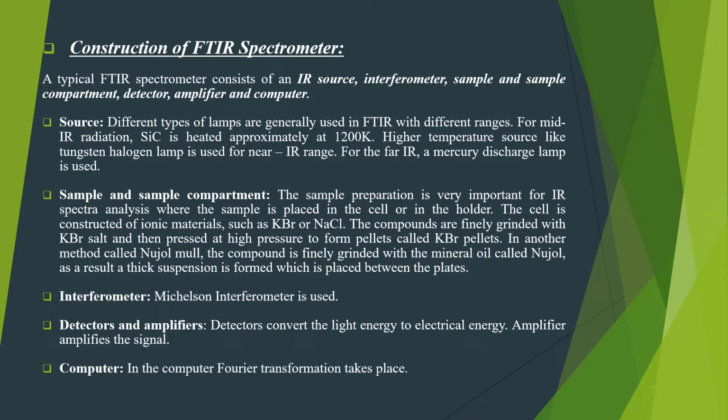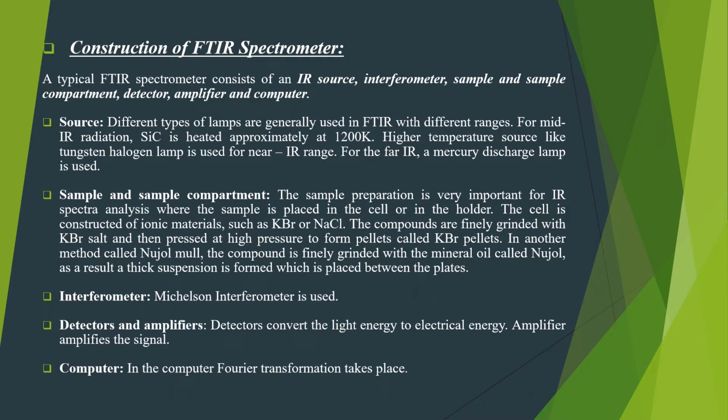For mid-IR radiation, silicon carbide is heated approximately at 1200 Kelvin. Higher temperature source like tungsten halogen lamp is used for near IR range. For far IR, a mercury discharge lamp is used.